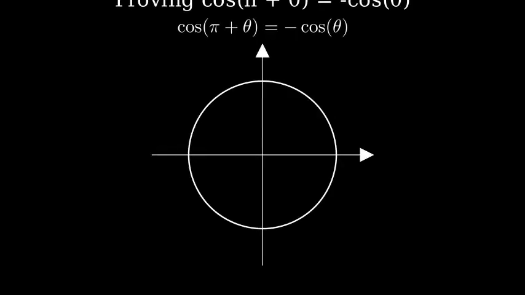Here's our unit circle with radius 1, and here are our x and y axes. Let's start with some angle theta. This gives us a point P on the unit circle. Remember that the x-coordinate of this point is cosine theta.